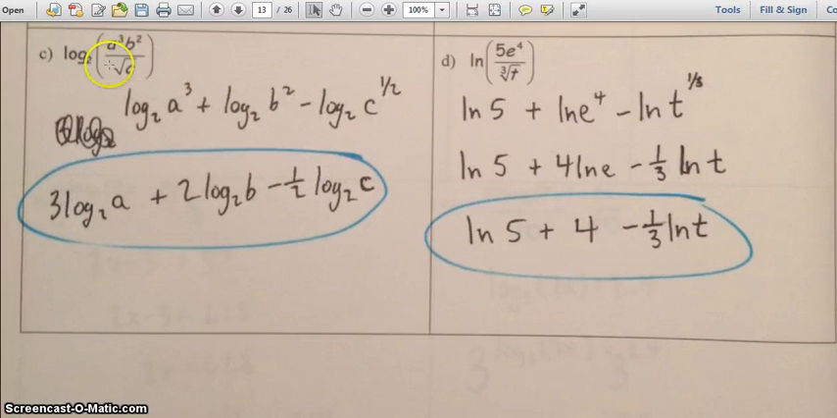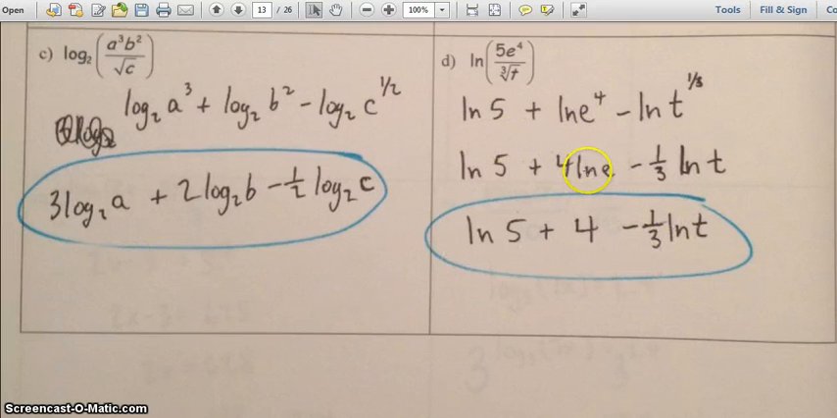And then letter C, I'm going to separate. That means each thing that I separate gets a log of that base. In this case, the base is 2. Multiplication becomes addition. Division becomes subtraction. And then the square root sign, I rewrote it as an exponent of 1/2. And then from there, all the exponents get moved to the front.